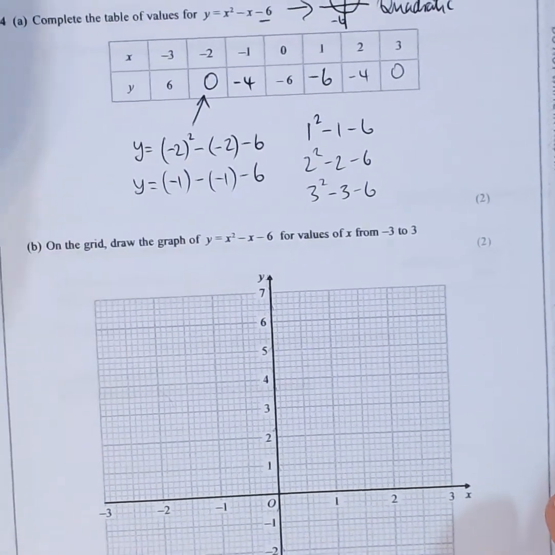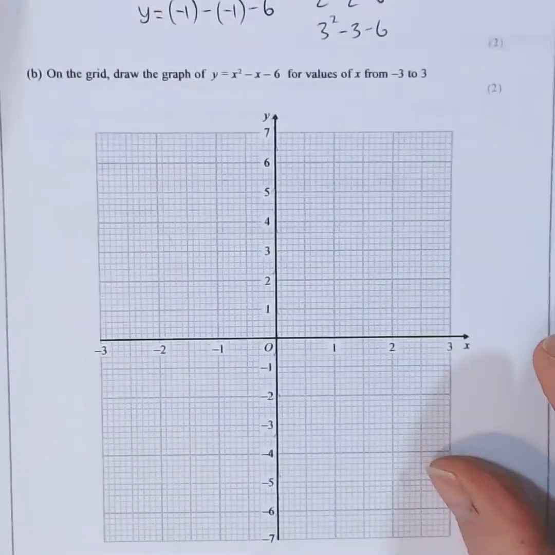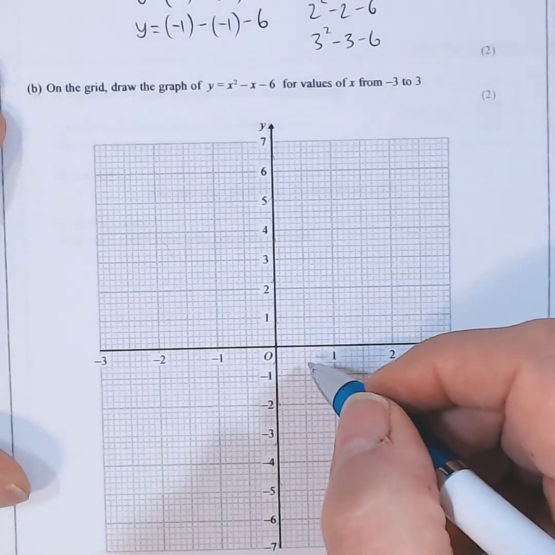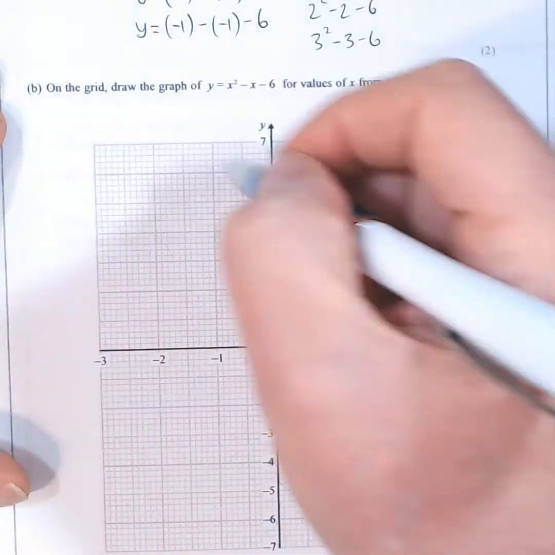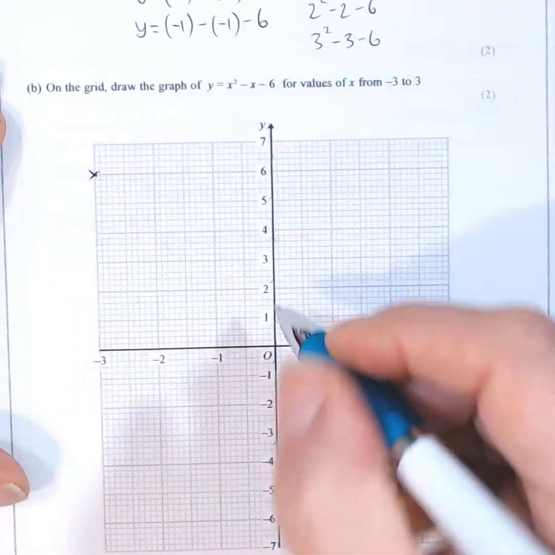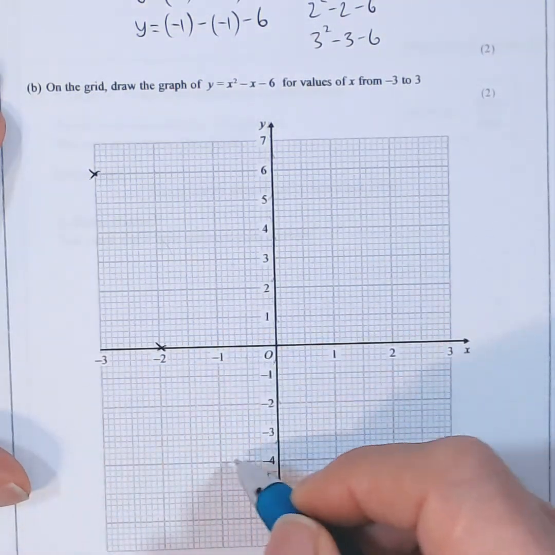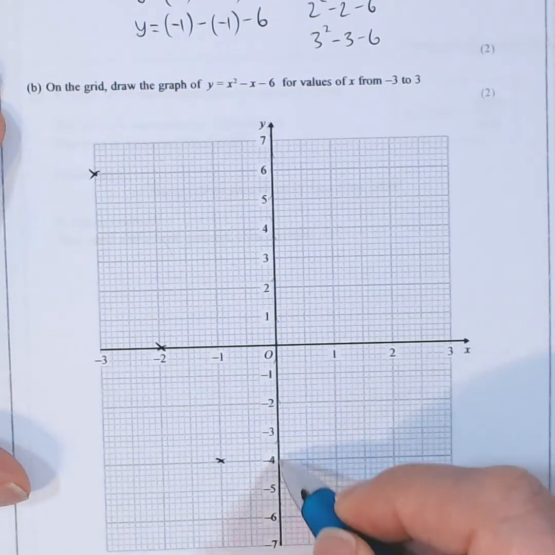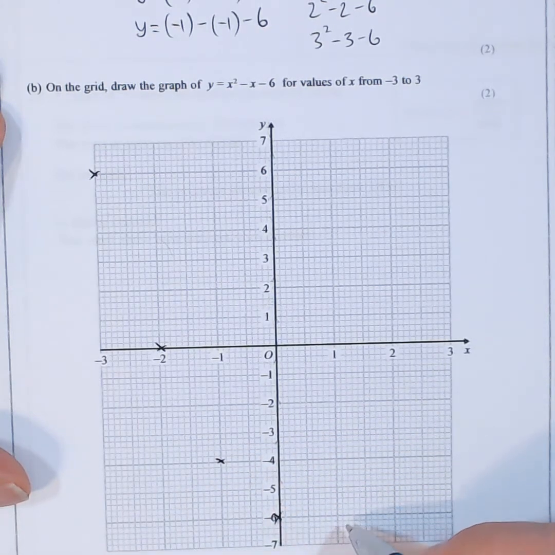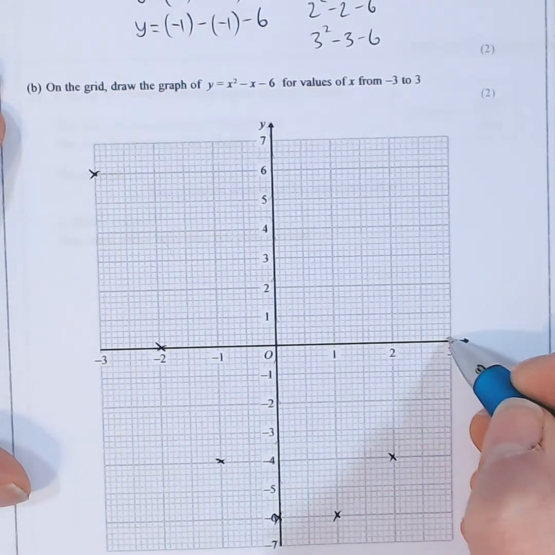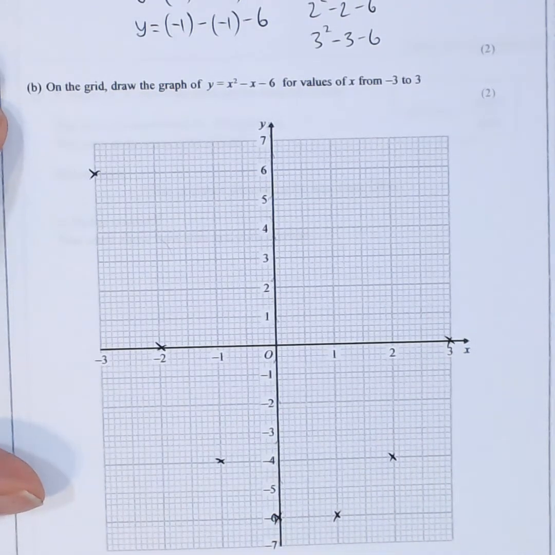Okay, so now you've got your values, then you plot them. So we've got -3, 6. We've got -2, 0. We've got -1, -4. We've got 0, -6. We've got 1, -6. We've got 2, -4. And we've got 3, 0. Okay, so there's our points.